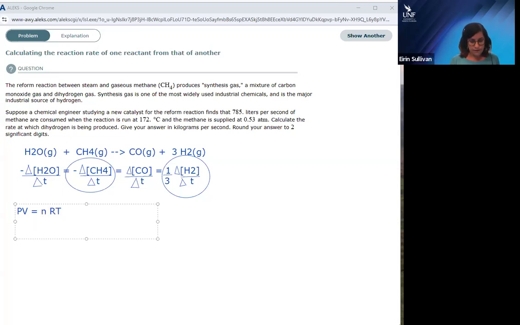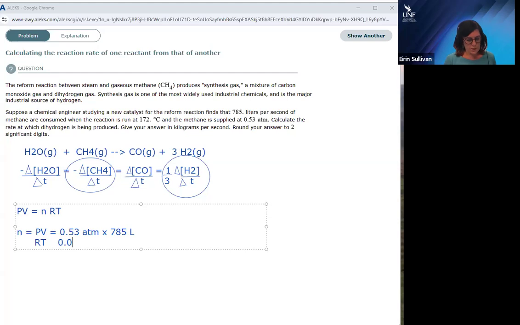Solving for n, n is going to be PV over RT. R is just the gas constant. T is going to be the temperature in Kelvin. And we've been given pressure and volume that is flowing in 1 second. So pressure is 0.53 atmospheres. I'll tidy this up in a second. And the volume is 785 liters per second.